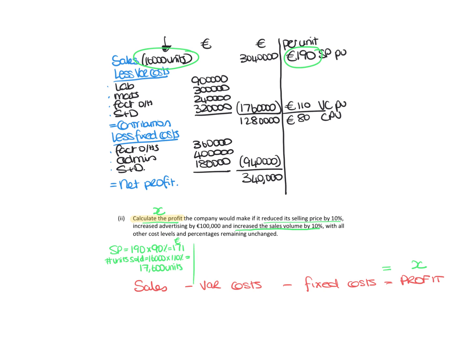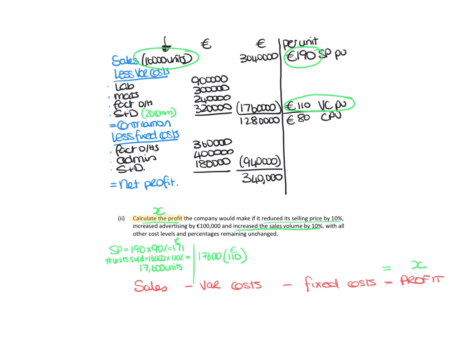Now the variable costs are going to change because the number of units is now 17,600 and not the 16,000 that it was. But the variable cost per unit doesn't change because it's still €110 per unit. It was €20 commission per unit. So that is €20 set price per unit, but we just multiply it by the number of units now. And so that's €110.